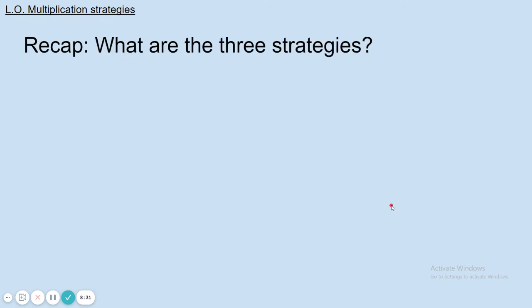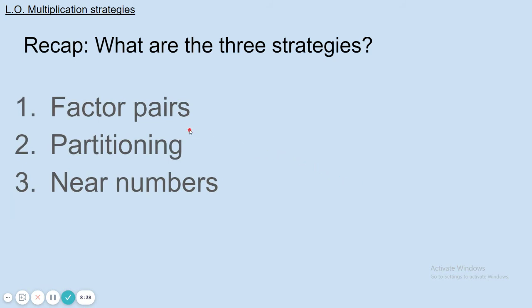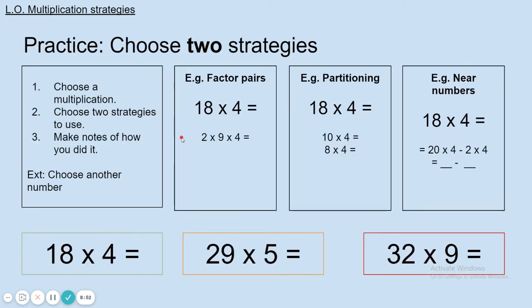Wowzer. So recap, what are the 3 strategies? Hopefully you've said factor pairs, where you look at some of the factors that you know that make up the big number. Partitioning, where you split it into its 10s and 1s, and near numbers, where you sort of round it up to one of its cuddly numbers and then multiply that and then take away what you added on or took away. So there's a little practice for the main event.